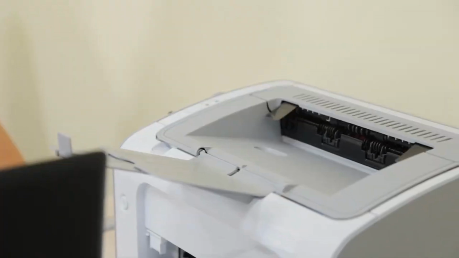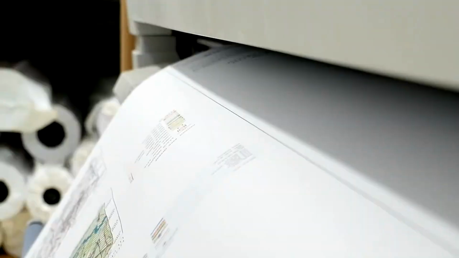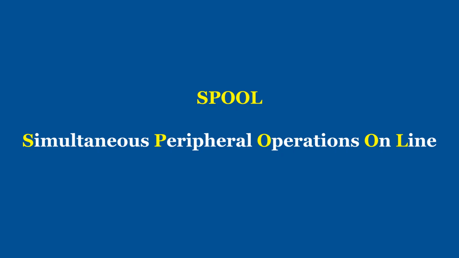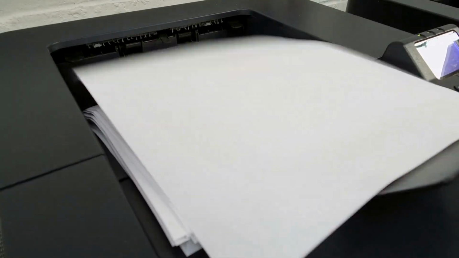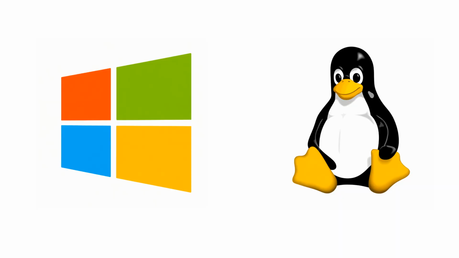In this video, I will explain spooling in a simple way. First, the definition. Spooling stands for Simultaneous Peripheral Operations Online. It is a process in which data is stored in a queue and then sent to a device, like a printer, one by one.